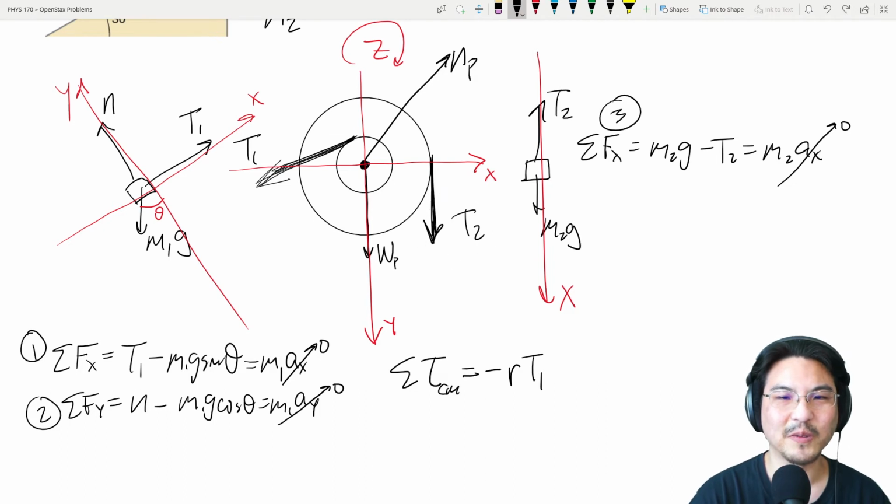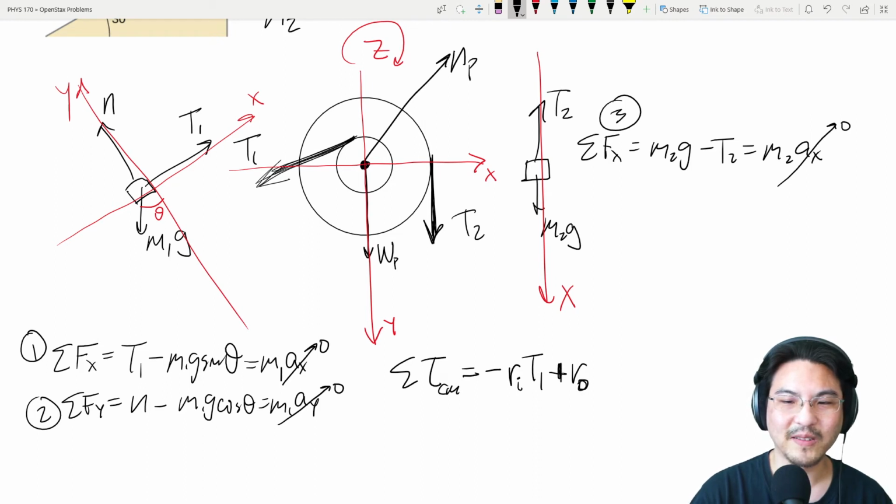The torque by T2, the lever arm is, also this is the inner radius, right? So I'll just call it I for inner. Okay, and then the torque by T2 is this lever arm right here, cross, well, this vector cross this vector, but those are perpendicular, so it's just this times this going clockwise, which is in the positive z direction. So plus r, the outer radius, T2, equals I alpha.